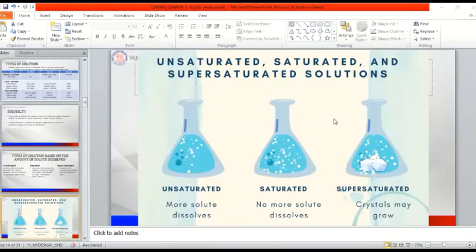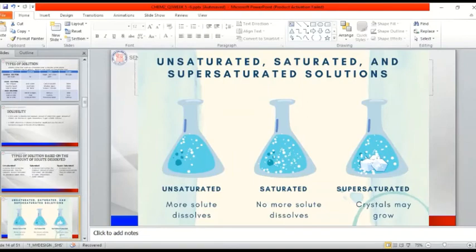Yes, what you have learned from the video. So unsaturated, saturated, and supersaturated differ in the amount of solute that is present in the solution. More solute dissolves in unsaturated, no more solute dissolves in saturated because there is an exact amount of water, or the solvent amount, to a given solute. We also have supersaturated, which is more viscous, and crystals may grow from supersaturated.